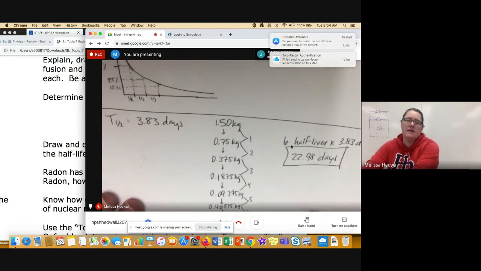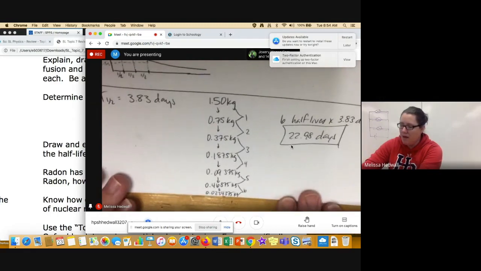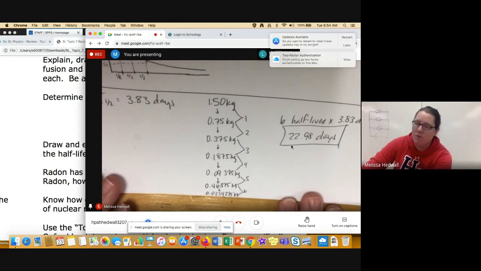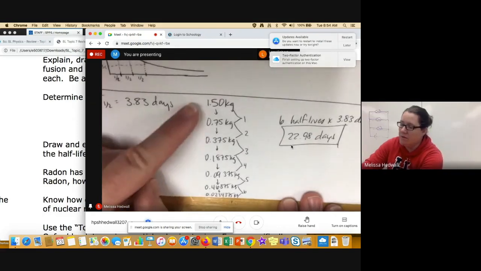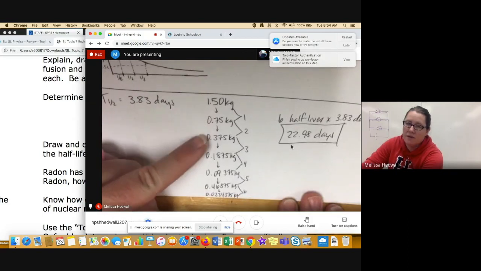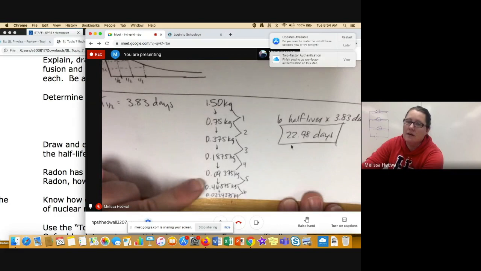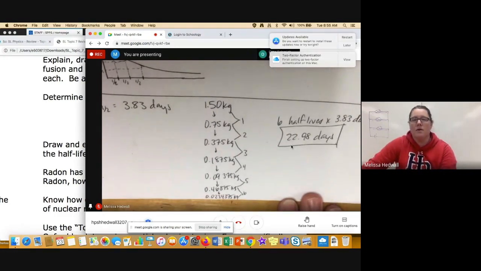If you have something that has a half-life of 3.83 days, and we want to know how much time has gone by when we get down to 23.4 grams. And so we're starting at 1.5 kilograms. When we go that in half, one half-life has passed to bring us here, another half-life to bring us here, another to bring us here, another to bring us here, another to bring us here, and finally we get down to 0.0234 kilograms, so that would be 23.4 grams.